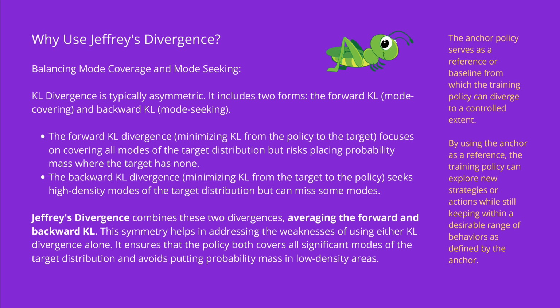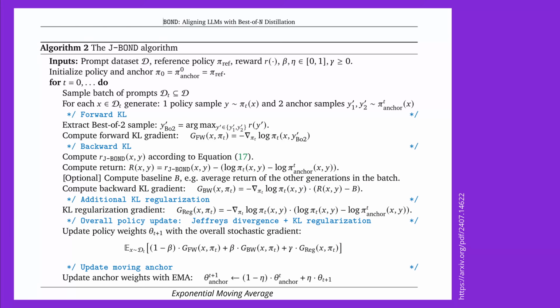Well, of course, you have a new anchor policy that serves as a reference or baseline from which the training policy can diverge, but only to a controlled extent. And of course, you have a moving anchor. If you look at the detailed pseudocode of the Jeffrey BOND algorithm, the latest in reinforcement learning by human feedback, you have your forward Kullback-Leibler, your backward, your Kullback-Leibler regularization, and then the Jeffrey update with the regularization, and the update of the moving anchors with an exponential moving average.